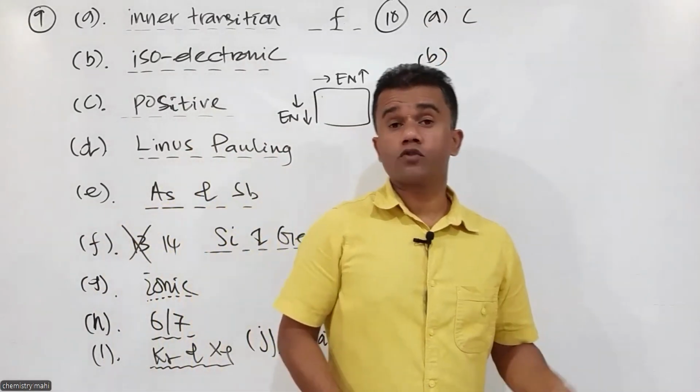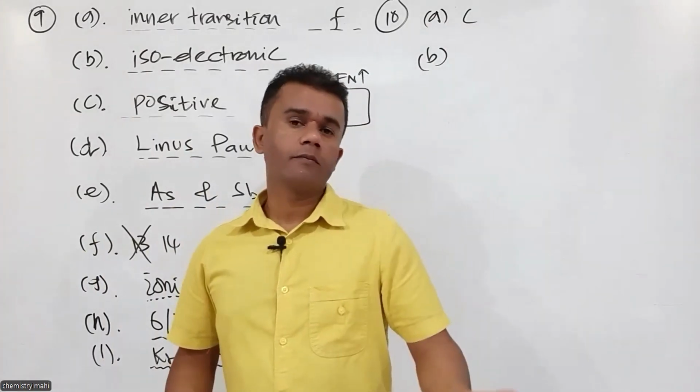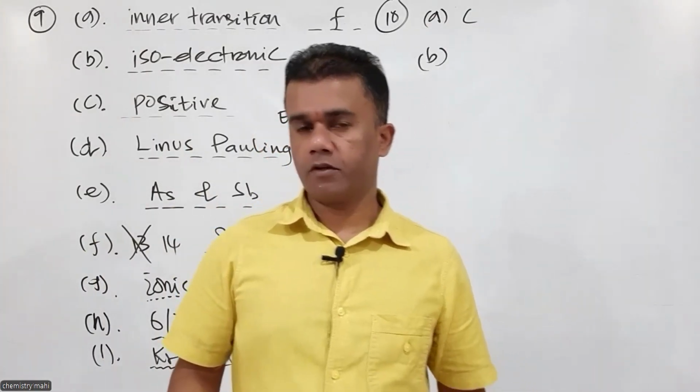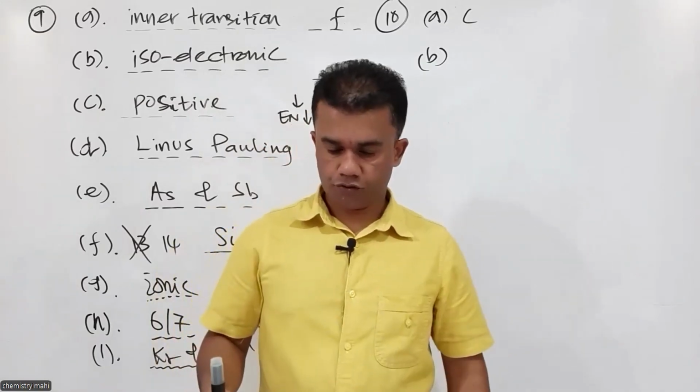Noble gases do not make chemical bonds, except krypton and xenon. If they don't make chemical bonds, we can't define electronegativity, because electronegativity is the ability to pull bonding electrons.